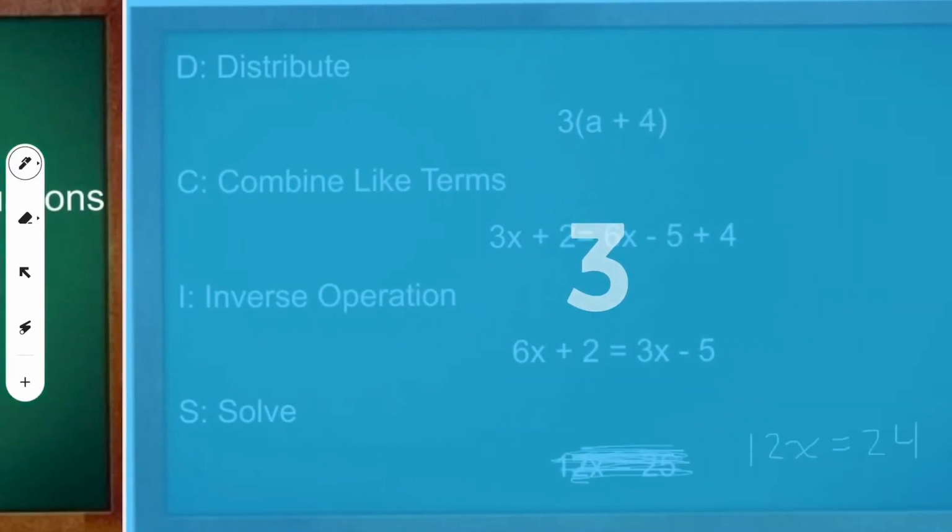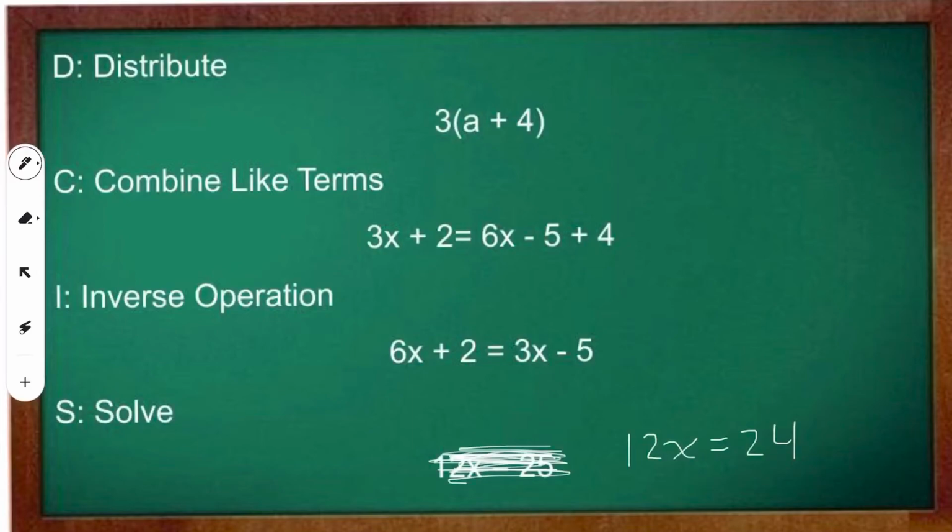Let me remind you guys of what DCIS is. D stands for distribute. When we distribute, we take the number outside of the parentheses and multiply it by everything inside the parentheses. You would get 3 times A, which is 3A, plus 3 times 4, which is positive 12.